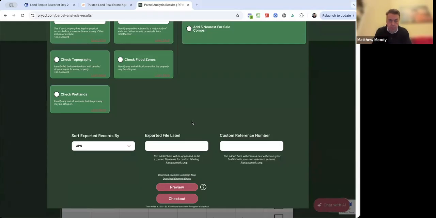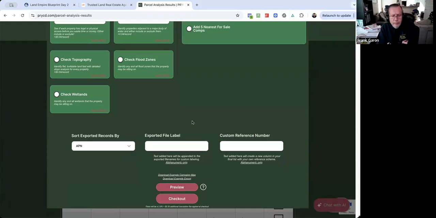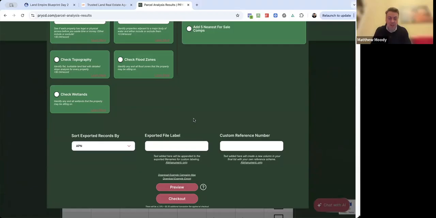APN, what does that stand for, Frank? Assigned parcel number. Thank you very much. Sorry for putting you on the spot there. APN is essentially the record which is unique to that county, detailing who that land is. Now, they may have an APN that's the same in Florida and Texas, hence why you have to only look at it at a county by county level.